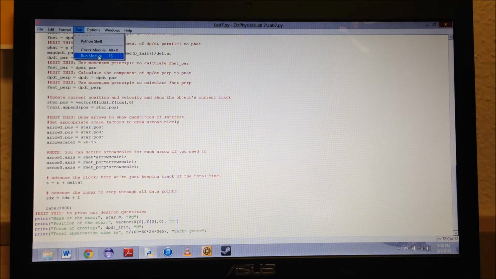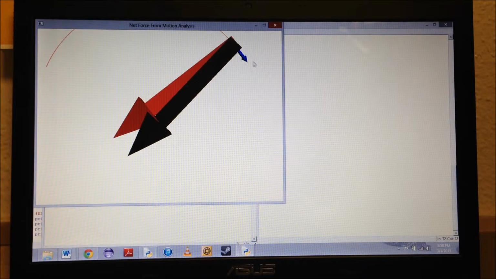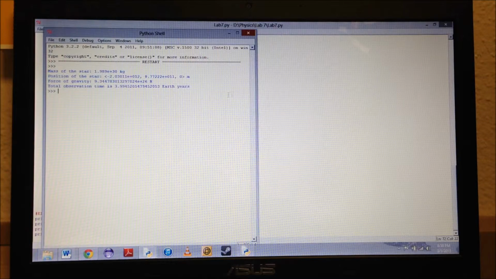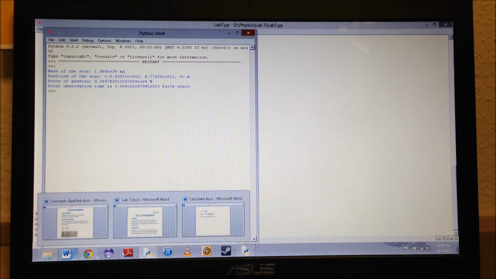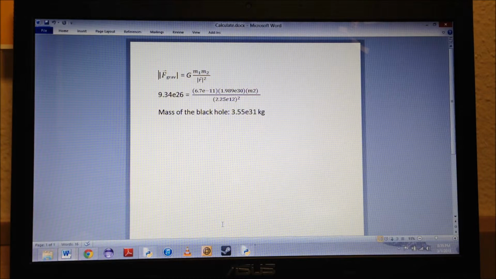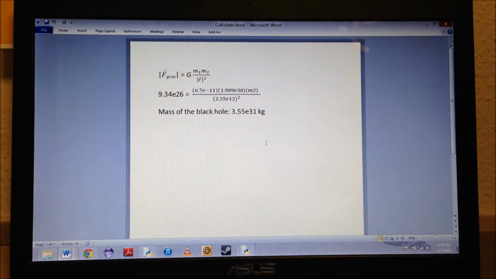Okay, so let's go ahead and run the program. Here you can see the sun orbiting the black hole with the arrows representing the forces, and we'll get back to that later in a sec. But here I have the program print out the mass of the star, the position of the star, and the force of gravity. So if you take this information and plug it into the formula to calculate the force of gravity, then after putting in all the numbers and doing the math, we get that the mass of the black hole is 3.55e31 kilograms.